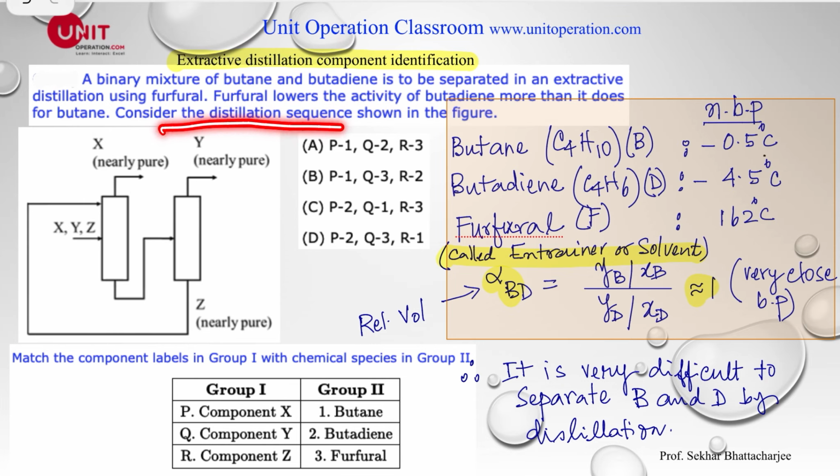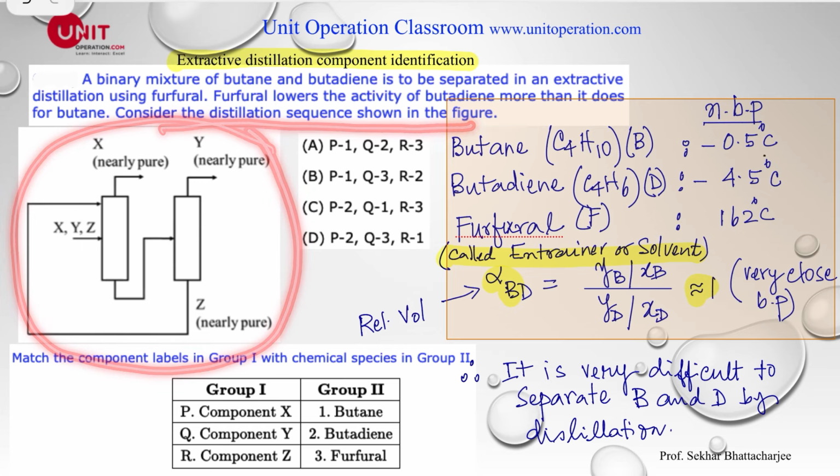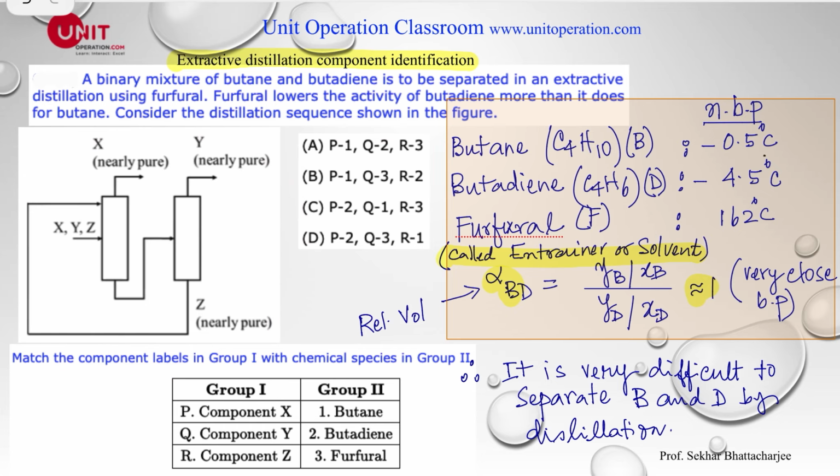So, consider the distillation sequence. This is an extractive distillation sequence. To understand that, first we'll understand a little bit about butane and butadiene, and why they are difficult to separate. Then, why do you have to go for extractive distillation? What are the thermodynamic concepts behind the extractive distillation? We will see that, and then we will come back and address this problem.